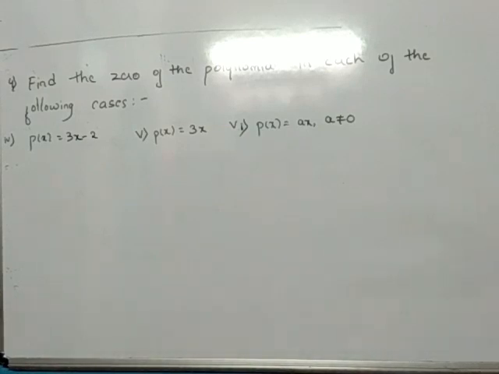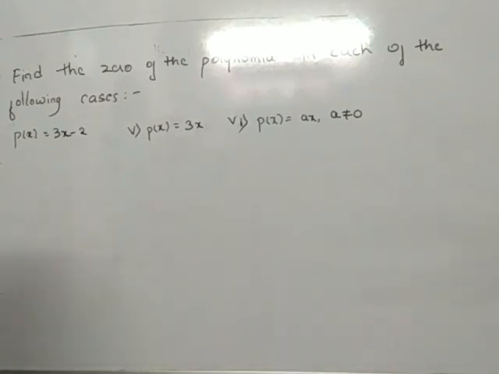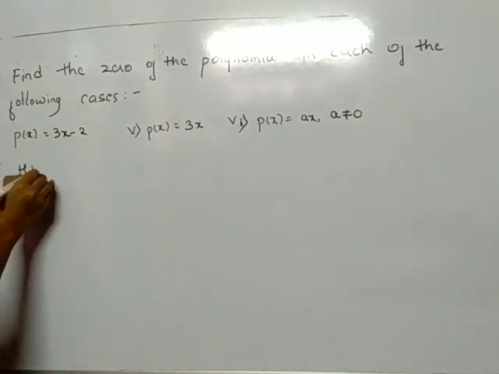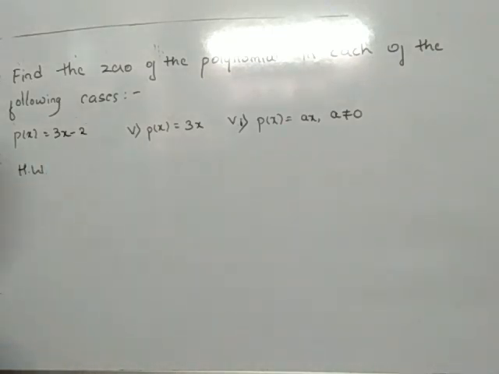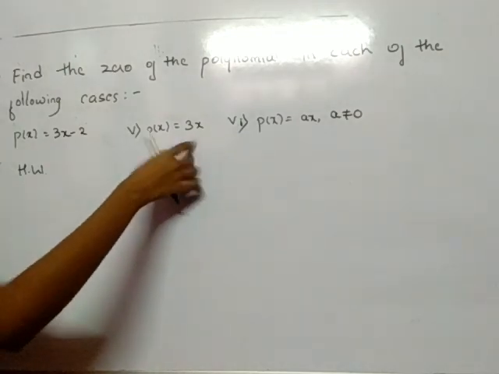Fourth problem, P of x is equal to 3x minus 2. This fourth problem is similar to the third one. So try it. Homework.